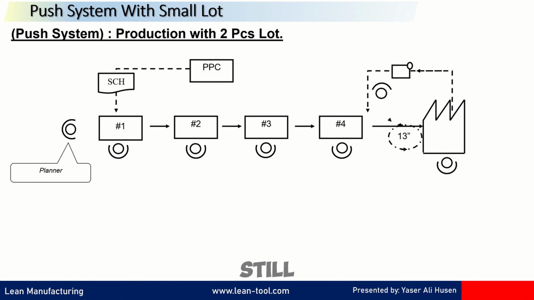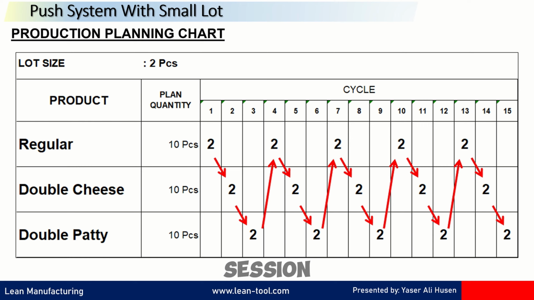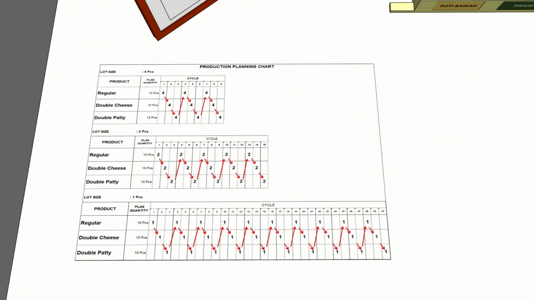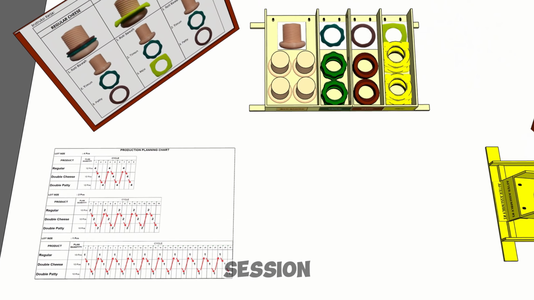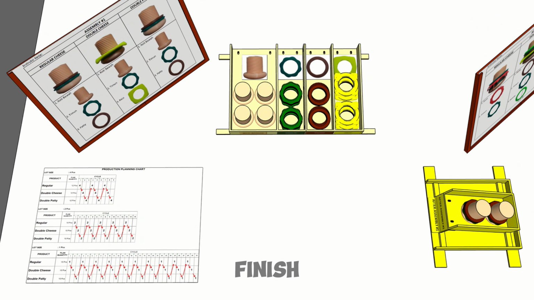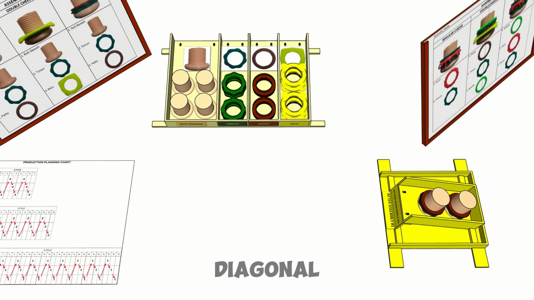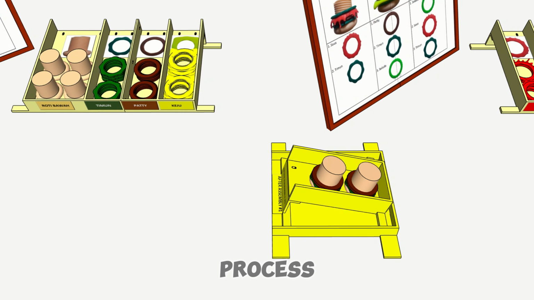The next session is still in the push system, where we will reduce the lot size from 4 pieces to just 2 pieces. In the following session, the lot size will be further reduced to 1 piece, while still using the push system. With the reduction in lot size, in this session, I will decrease the WIP finish queue area for each process and implement a diagonal queue to better visualize the process flow.